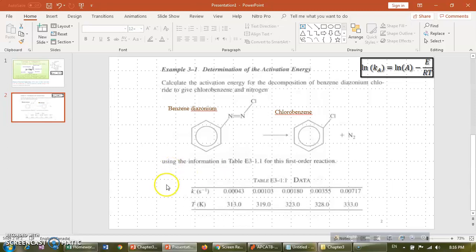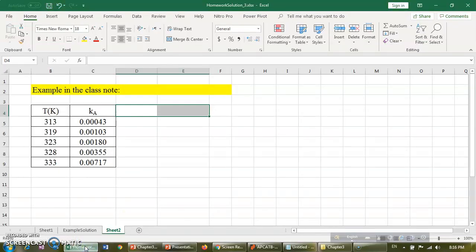Now we will move to our Excel sheet. Hopefully you can see the Excel sheet, and I tabulated the data in this way. You can see the temperature first. This is our x values, and then k, the reaction rate constant, is the y values. Now we need to formulate the values in terms of the Arrhenius equation. That is, in the x-axis it should be 1 divided by T, and in the y-axis it will become ln k.